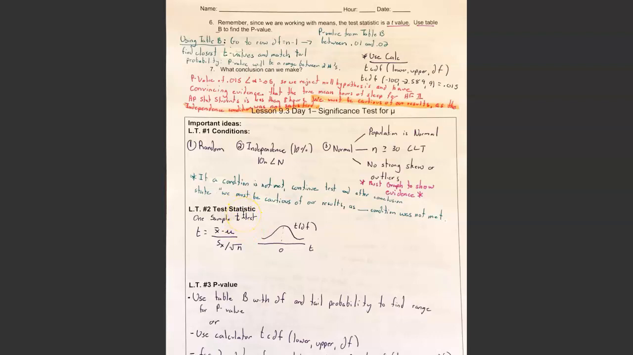The test statistic is a t-value, so it's the one sample t-test. This is the formula, and you must always draw your curve and state your degrees of freedom. We saw the p-value. We can use Table B with the degrees of freedom and the tail probability to find a range for a p-value, but it is much easier to use the calculator and do the tcdf with lower, upper, and degrees of freedom.